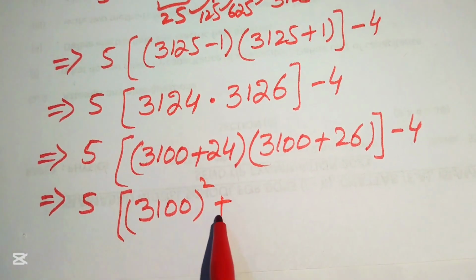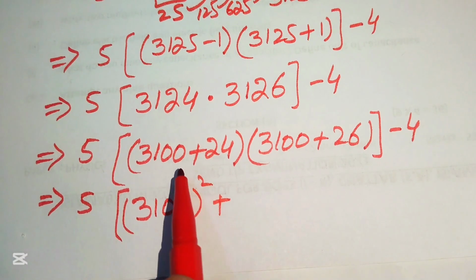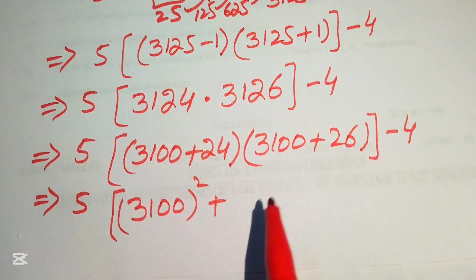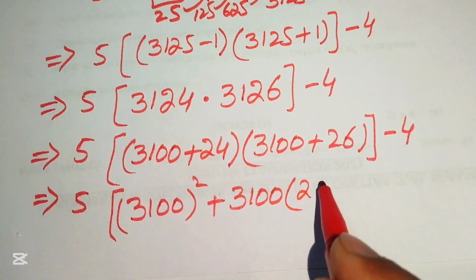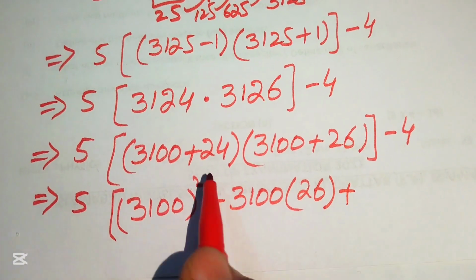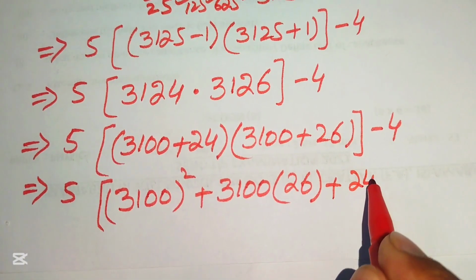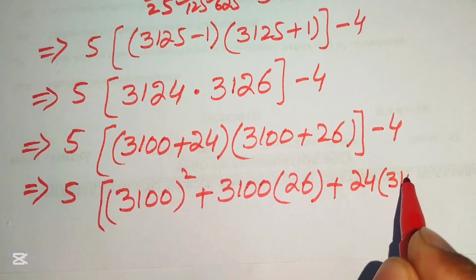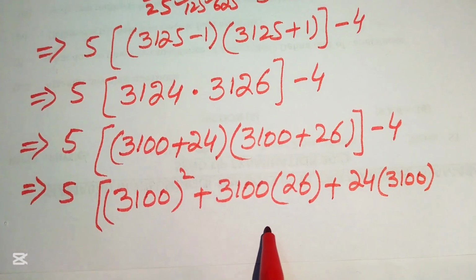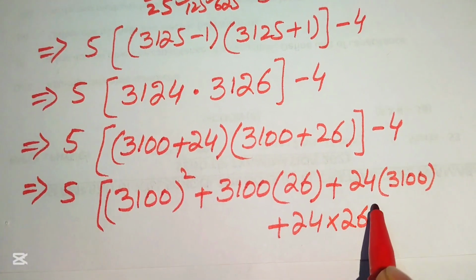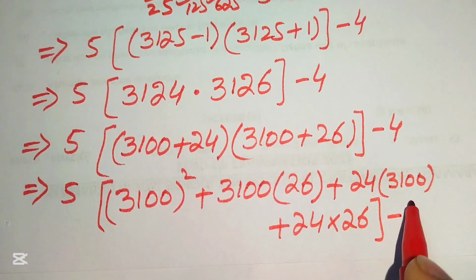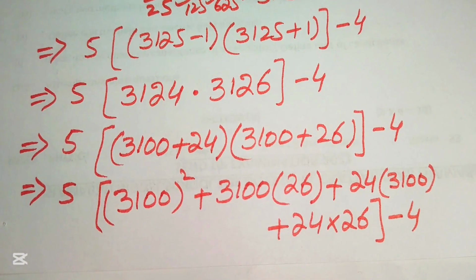and its whole square, plus when you multiply 3100 by 26, it will be written as 3100 multiplied by 26, and similarly here you have 24 multiplied by 3100, and plus we have 24 multiplied by 26, and it is subtracted by minus 4.